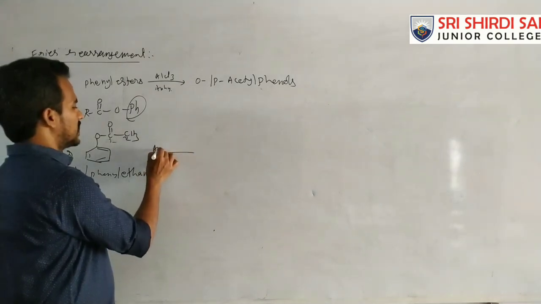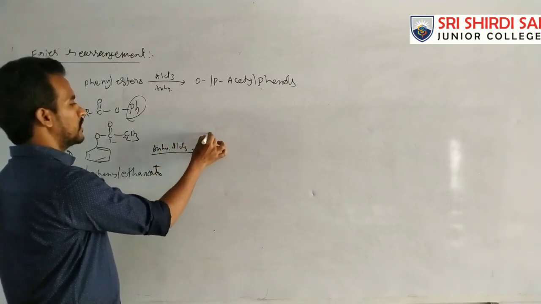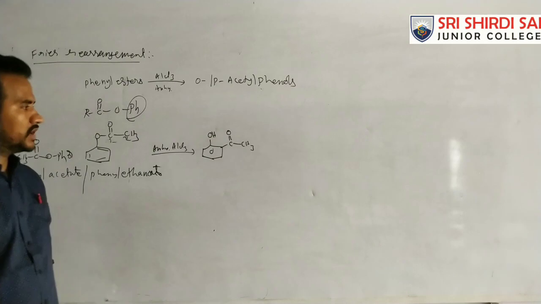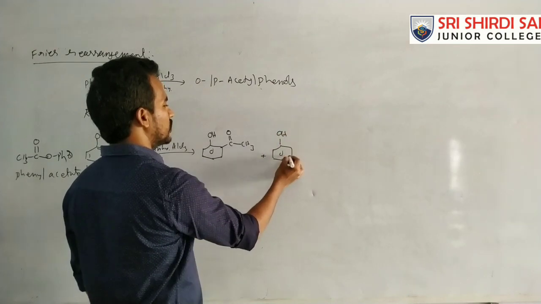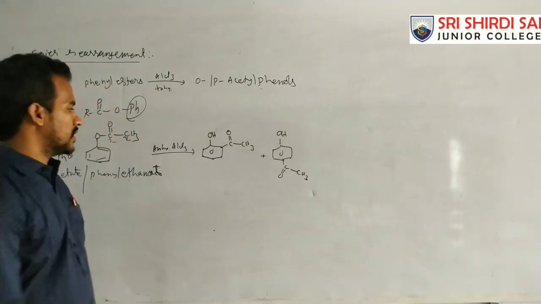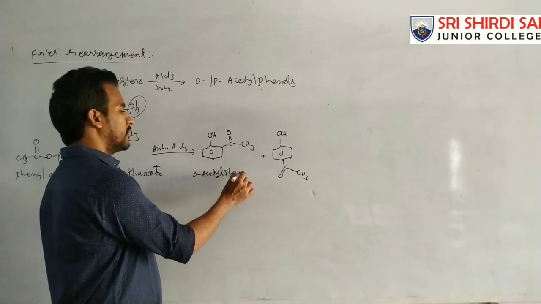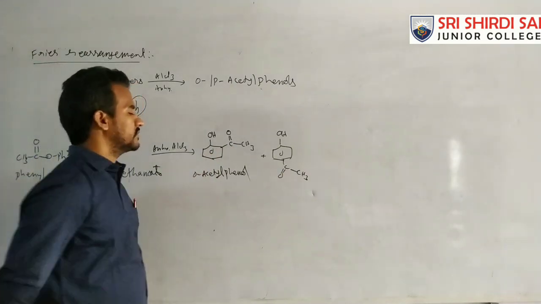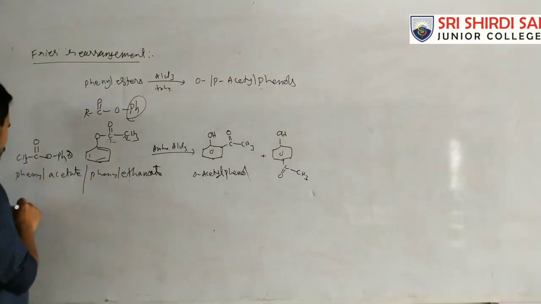This phenyl ethanoate on treating with anhydrous AlCl3 rearranges to OH, C=O, CH3, either ortho or para. That means OH and C=O CH3. This is the ortho-acetyl phenol. This one is the ortho-acetyl phenol. This is the para-acetyl phenol. COCH3 group is the acetyl group. So that's it. Now here, how does this reaction take place?